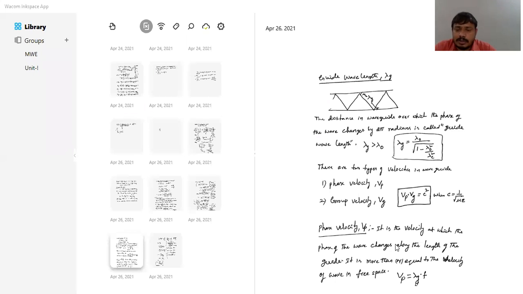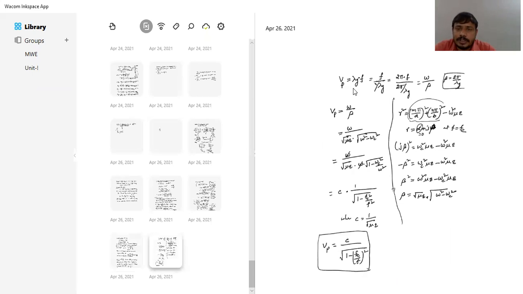Phase velocity is the velocity at which the phase of the wave changes along the length of the waveguide. It is more than or equal to the velocity of the wave in free space. That is Vp is equal to lambda g into f, and we also saw the derivation for this. You can write f as 1 by lambda g, multiplying and dividing by 2 pi in both numerator and denominator: 2 pi f by 2 pi by lambda g. Here 2 pi f is omega, and 2 pi by lambda g is beta.